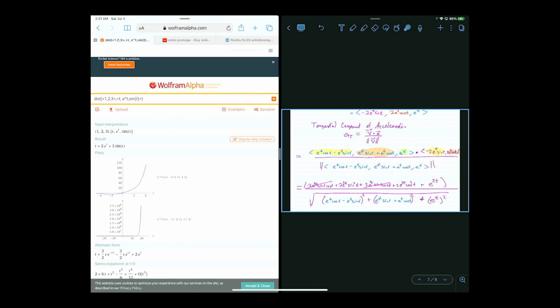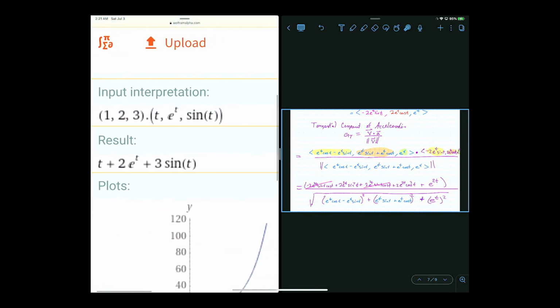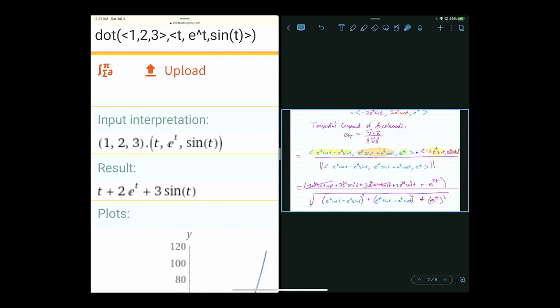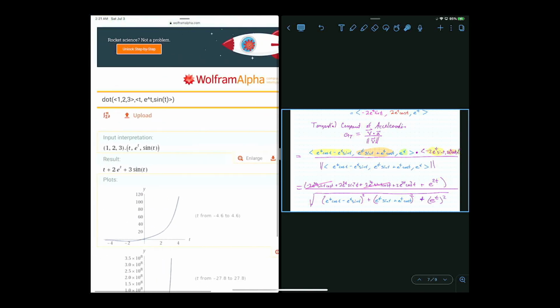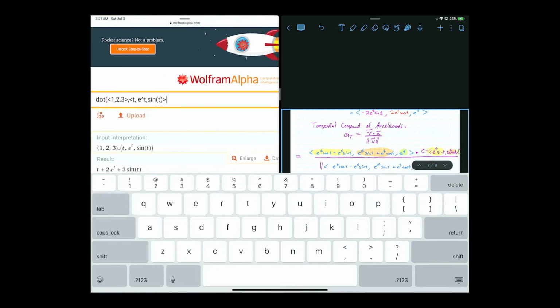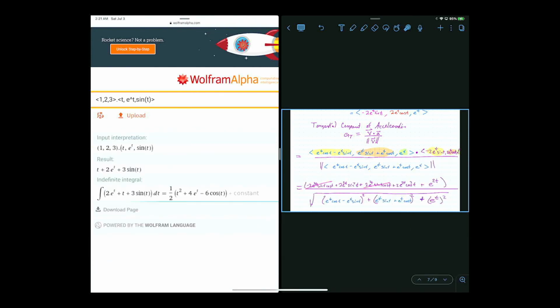Okay. The point that I'm trying to make here is that Wolfram Alpha can do dot products even when you put functions of t inside of them. Okay? So there you go. And I'm not sure, maybe the way that they represented the dot product, I wonder if this works. Hold on, checking something. So if you don't want to type dot, I wonder if the period will do a dot product. Yeah.